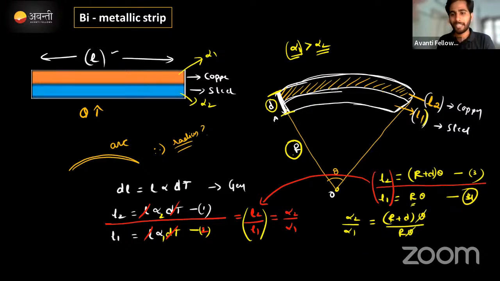Keep this equation in your mind, guys. I will write this one on the next page, I'm solving on the next page. Alpha 2 by alpha 1 is equal to R plus D divided by R. Up to this point, there is no doubt, right? If you have any doubt, let me know, I will solve it.